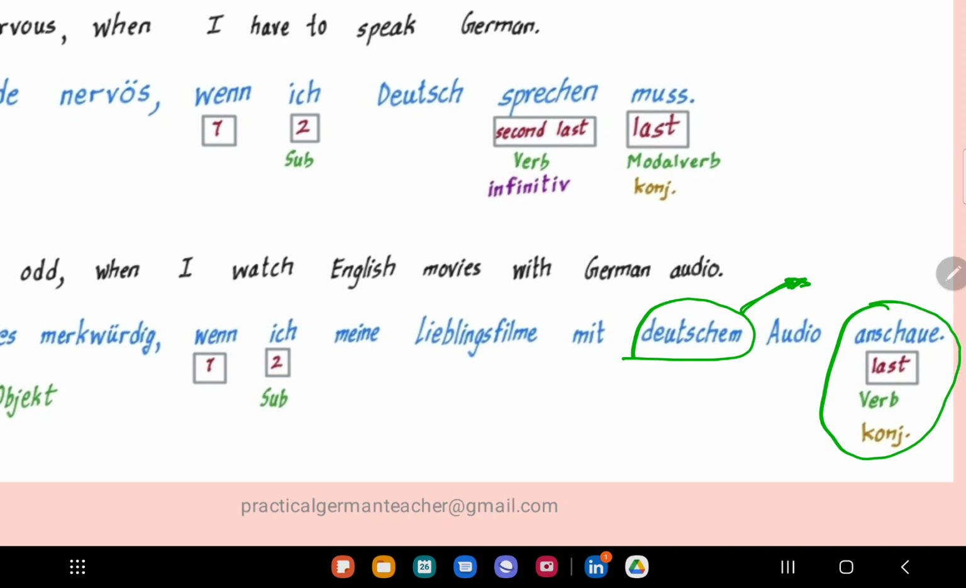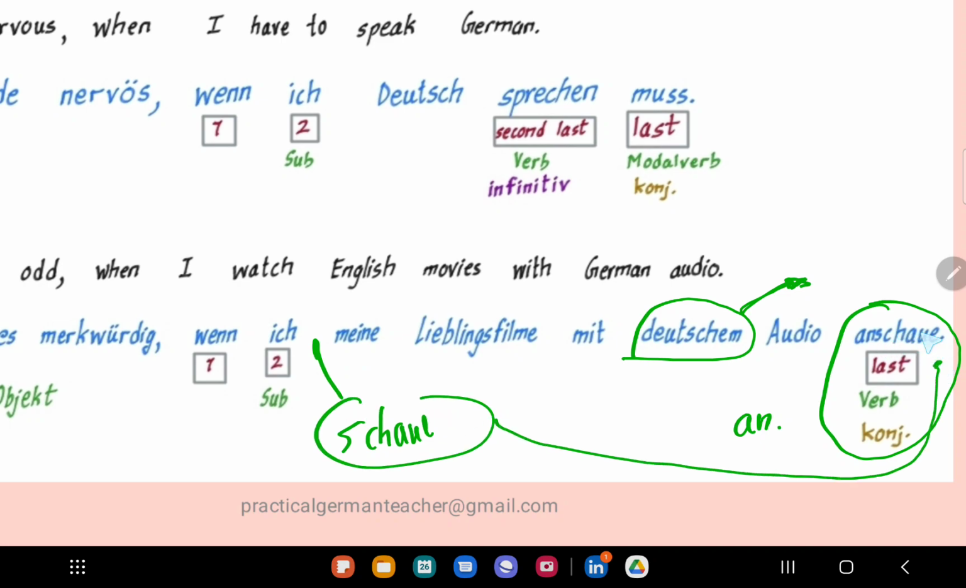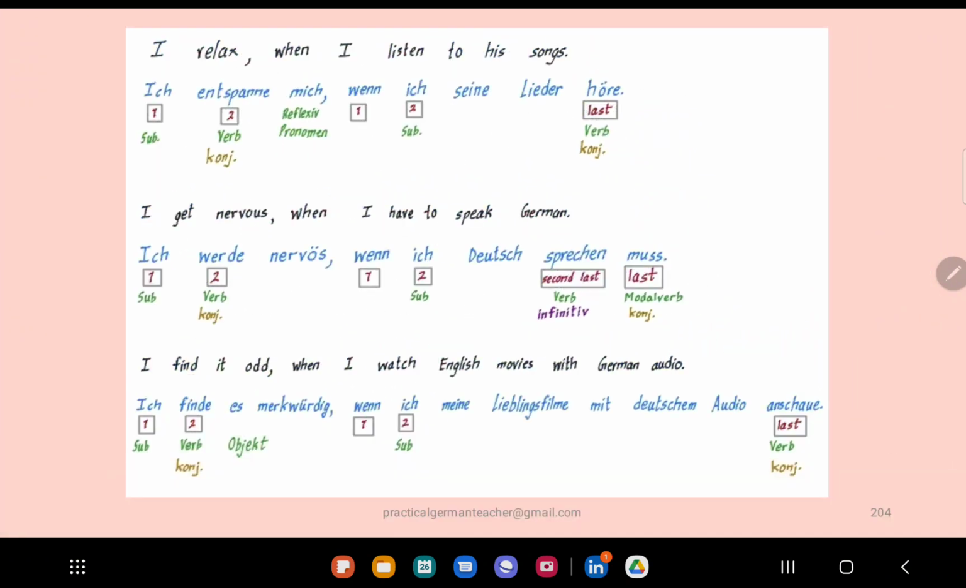Now, if there was no when, the sentence would have looked like ich schaue meine Lieblingsfilme mit deutschem Audio an. But because you are using when, the verb which was supposed to be here gets pushed to the last position, so it is just after an. You don't leave any space when it is like that. Okay, so anschaue. All right, I hope you could follow so far.